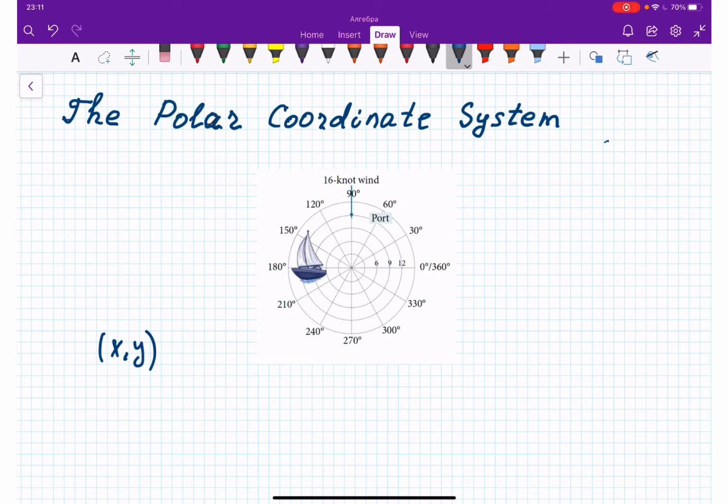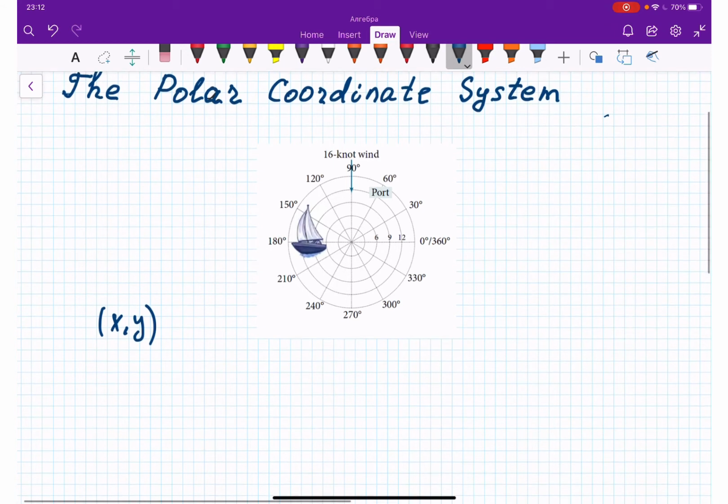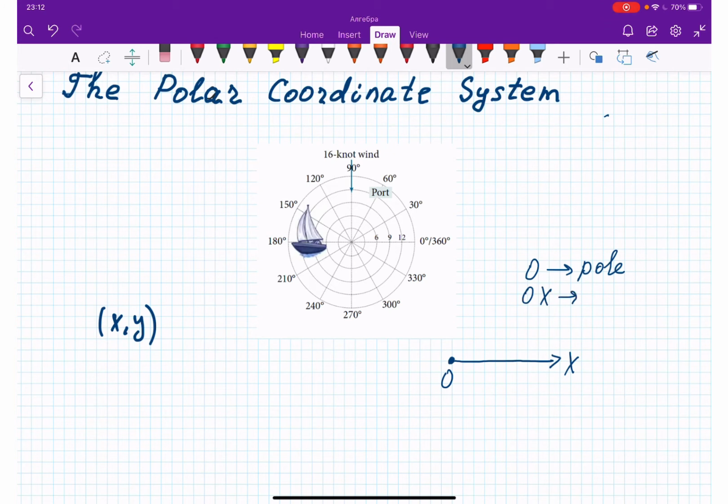So to form the polar coordinate system in the plane, we are going to take the point O, and we call it a pole, or origin also we can call it, and construct from point O an initial ray, which we call the polar axis.